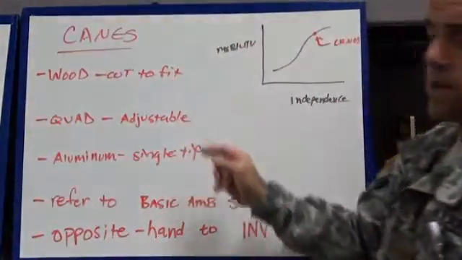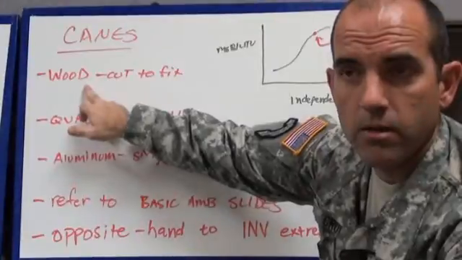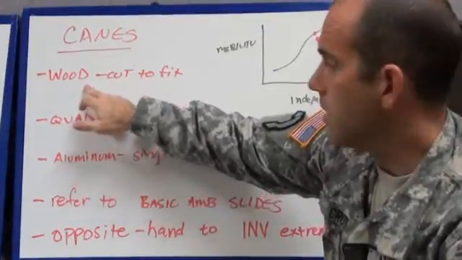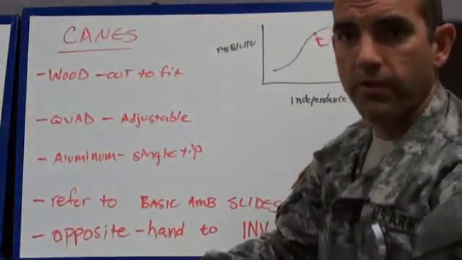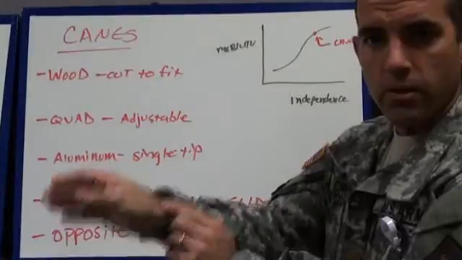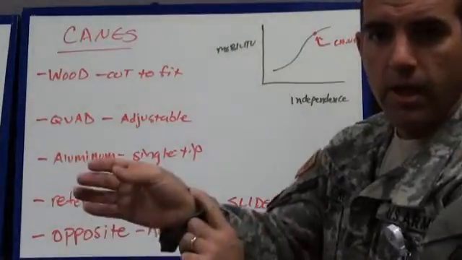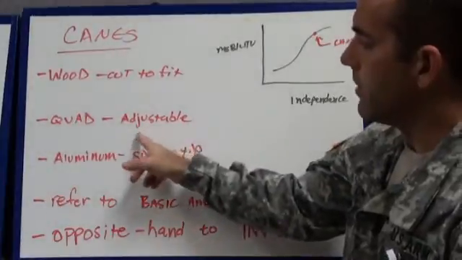Alright, so the first one we're going to talk about is canes. Most of the ones you'll see in your clinic are wooden, and you're going to cut them to fit your individual patient by having the patient stand up with their arms at their side. You're going to measure down to the radial styloid process with their arm hanging down by their side, and that's the height of a cane with a single rubber tip on the bottom of it.